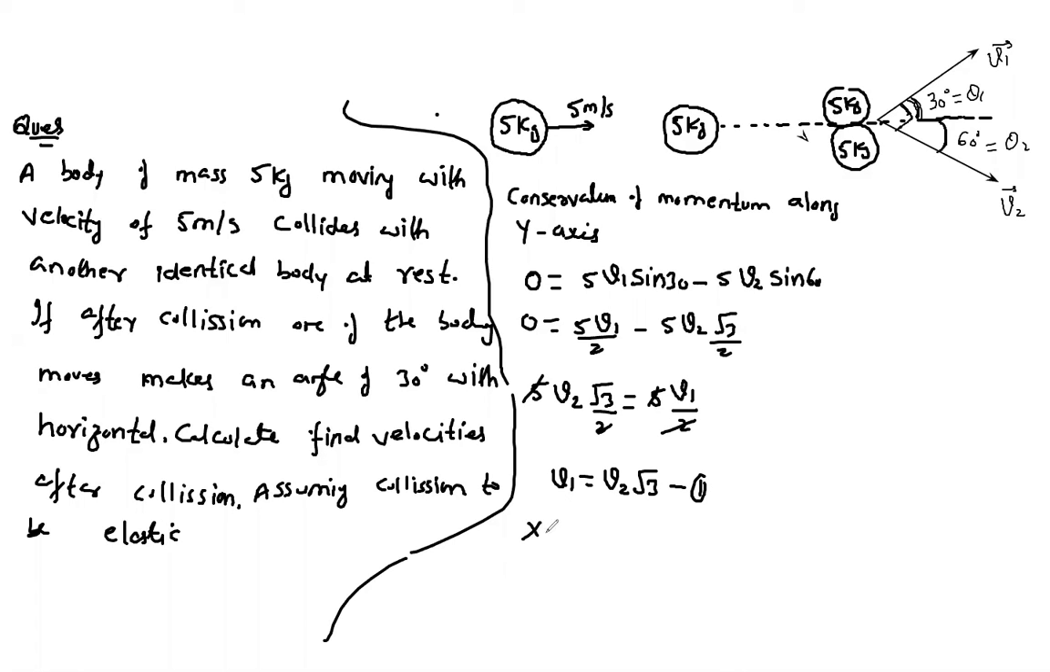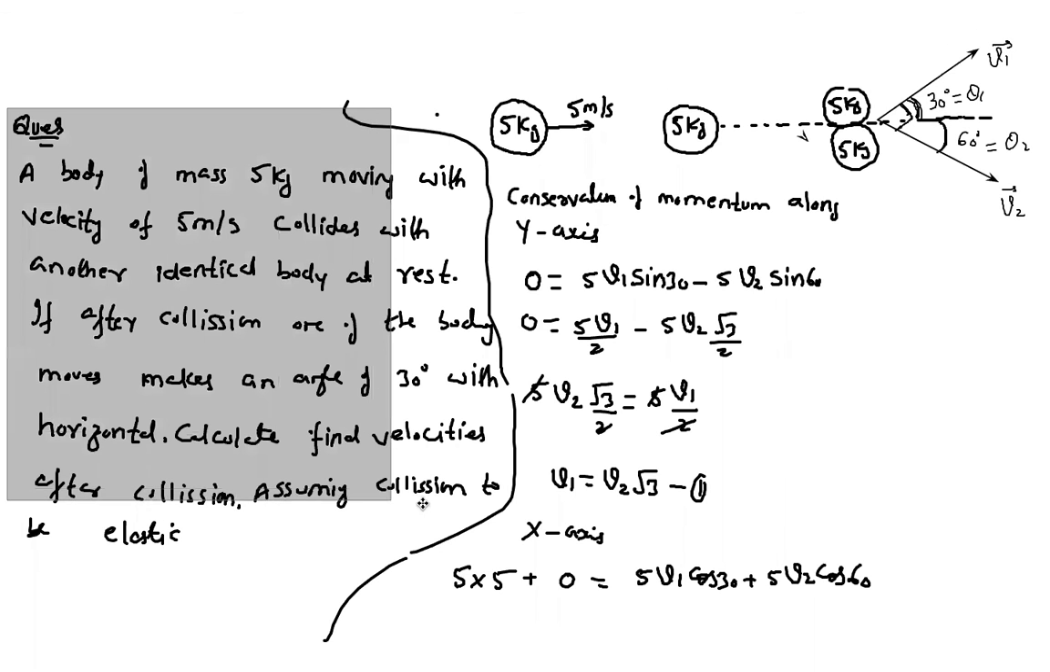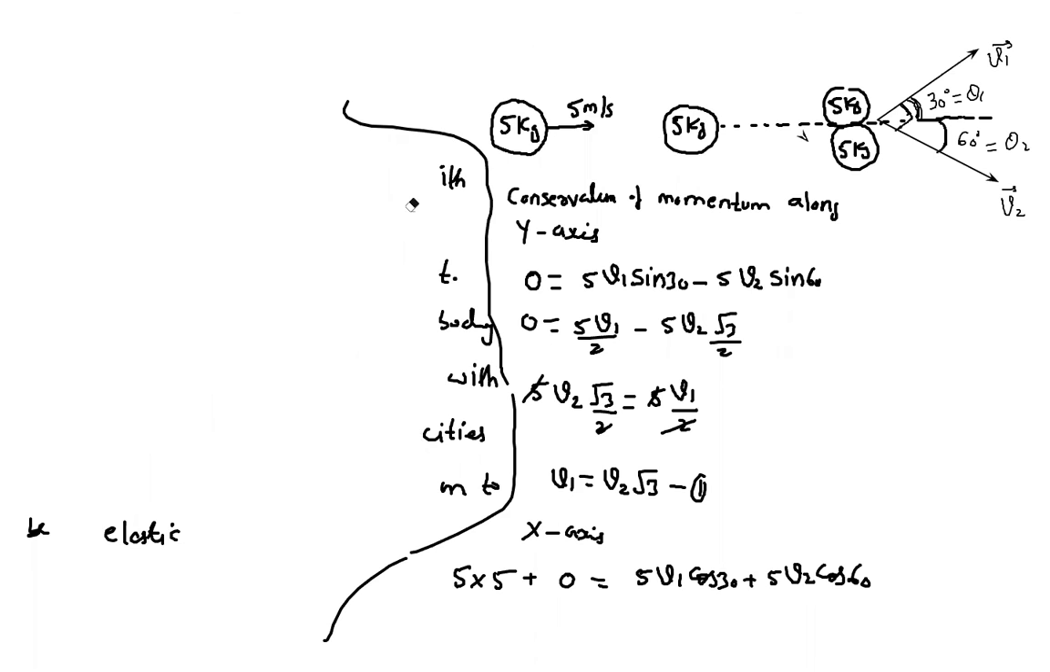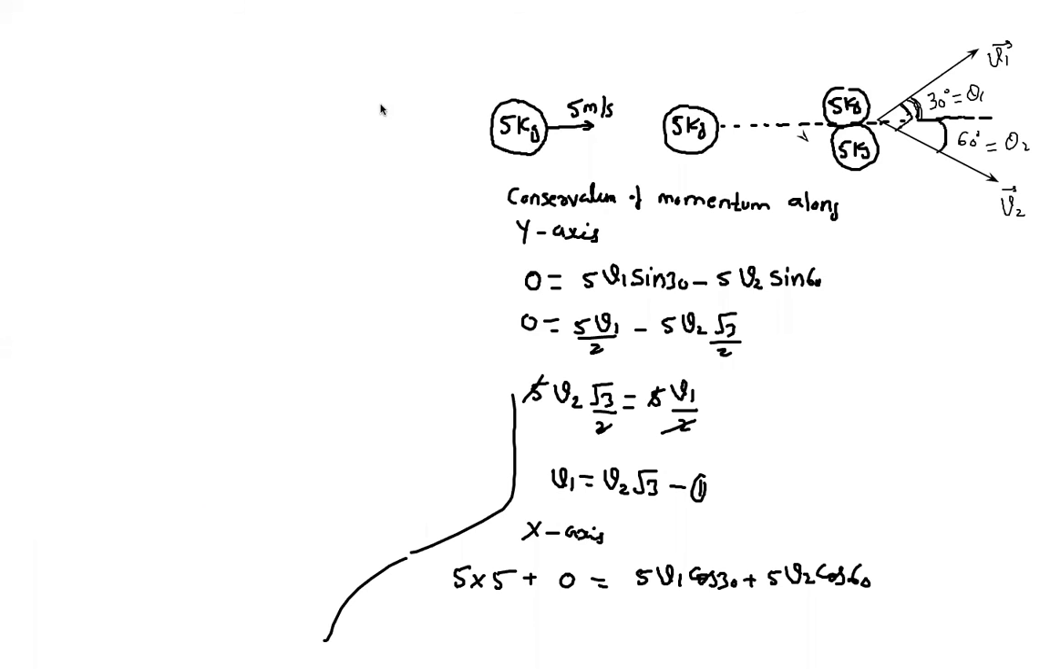Next, we can apply the same conservation of momentum along x-axis. Along x-axis, this is 5 into 5, plus the second body is at rest, equals 5 v1 cos 30 plus 5 v2 cos 60. Next, I can write this as 25, taking 5 as common, v1 cos 30. Cos 30 is root 3 by 2, v2 cos 60. Cos 60 is half.